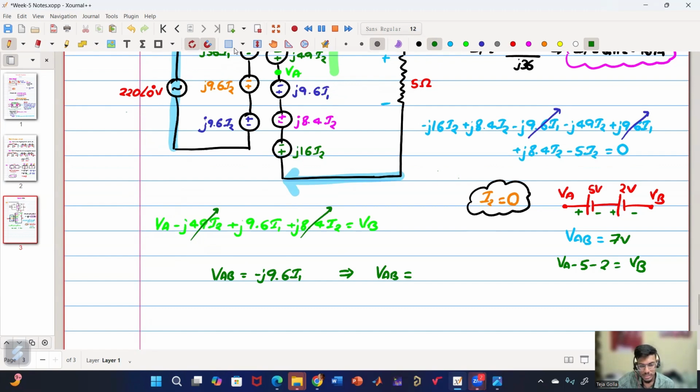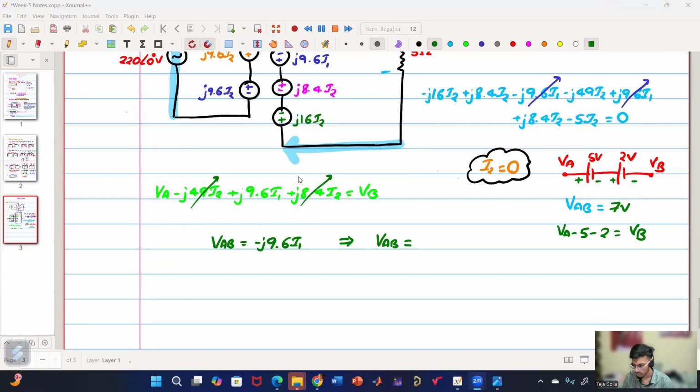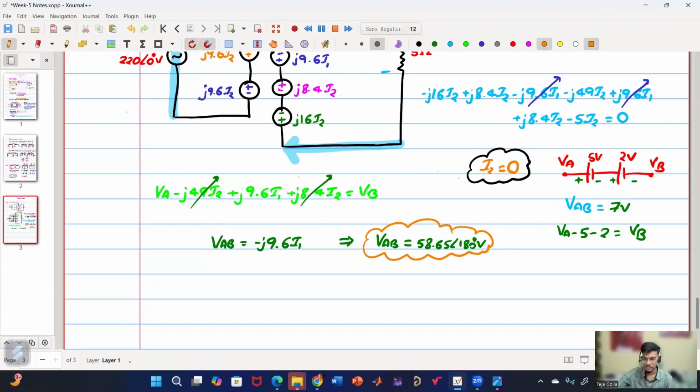Okay, so 58.6 angle 180, Gyanendra. Vishnu is saying 58.65. So it will be 58.65 angle 180 degrees. Very good. So it will be 58.65 angle 180 degrees volt. Sir, there is minus 180. I was getting 180. Can anyone cross check? Both are the same. Minus 180, plus 180, both are same.